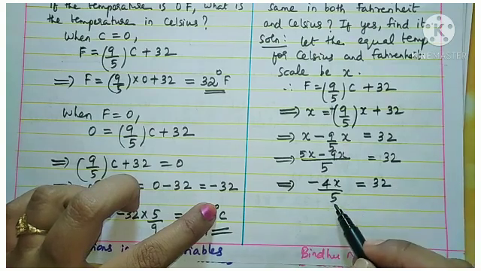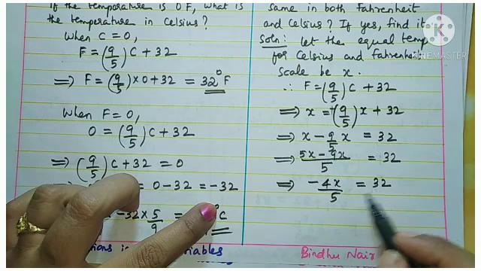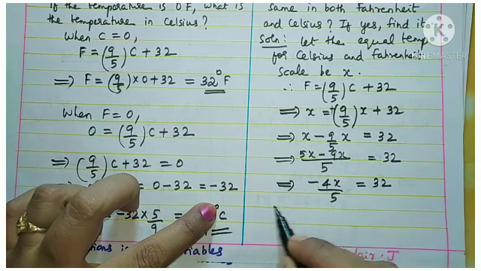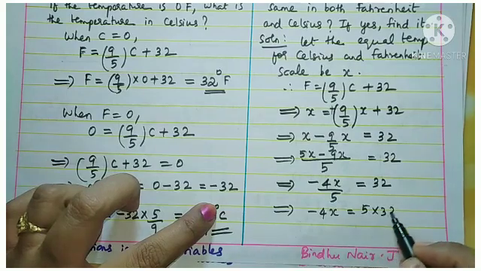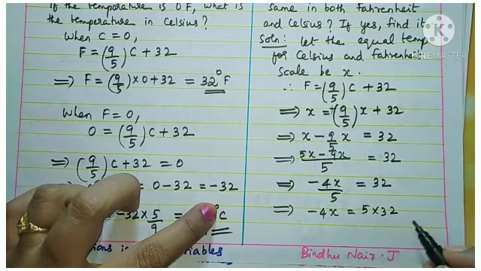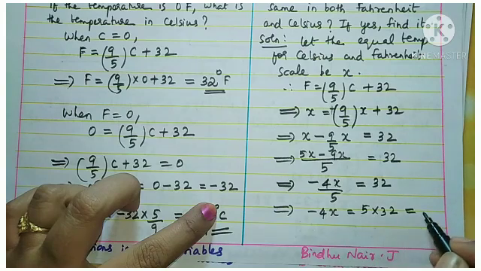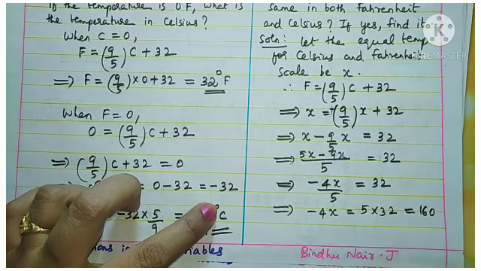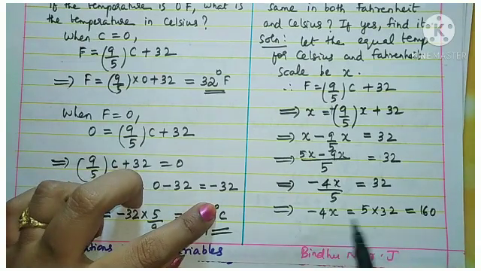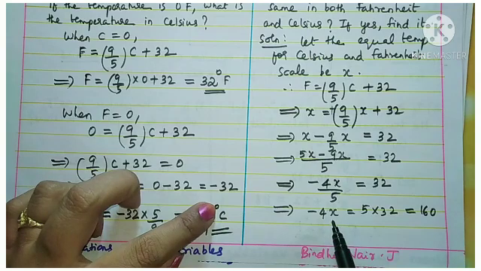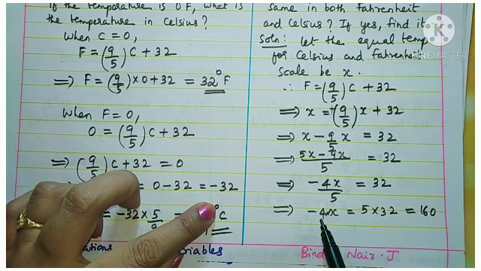Now you see this 5 I can take to the right hand side, and it becomes multiplication. So this implies minus 4x equal to 5 into 32. What is 5 into 32, children? Yes, 160. All of you do the calculation. Now you see minus 4x is equal to 160. We need to find the value of x. What is the meaning of minus 4x? It is minus 4 into x. So when this minus 4 is taken to the RHS, it becomes division.